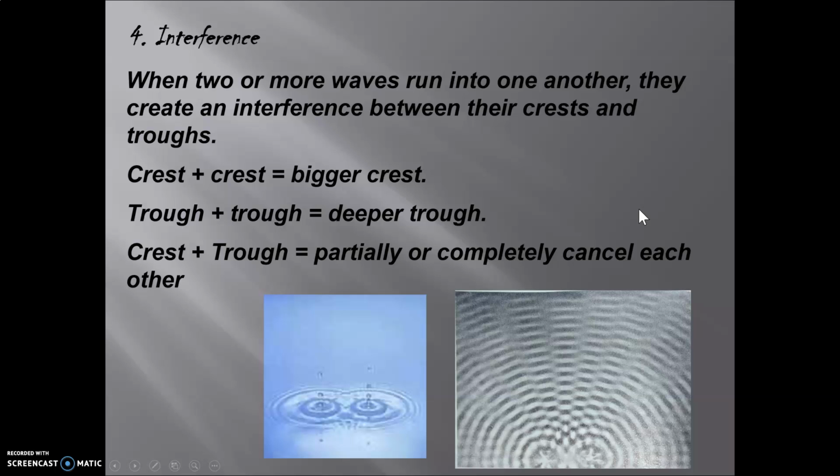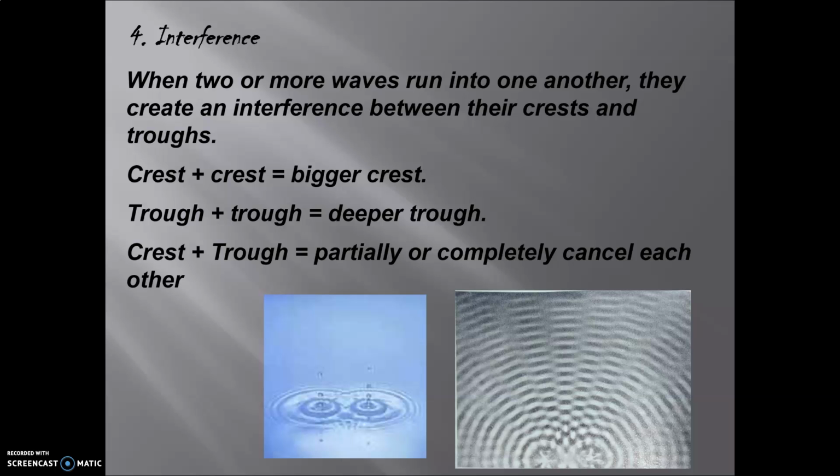Now, with interference, this occurs when two or more waves run into one another. They create an interference between their crests and troughs. So when you have two of the same things go together, you're going to create a more intense version of that thing. So if you were to get a crest and a crest together, as shown here, crest plus a crest, you're going to get a bigger crest or a more intense crest. If you get a trough and a trough put together, you're going to get a deeper trough or a more intense trough. Now, if you get two opposite things to go together, like a crest plus a trough, you're going to get a partially or completely canceled out wave.